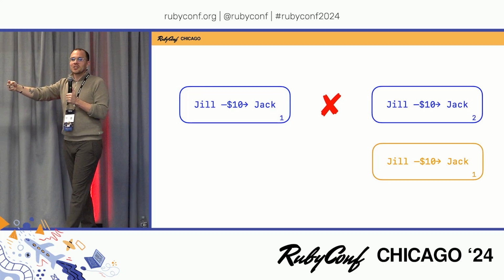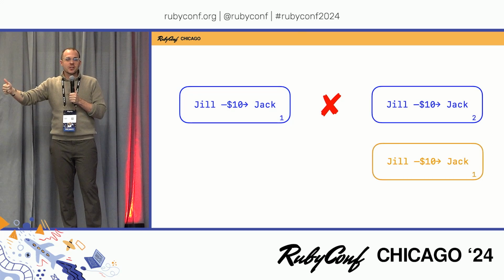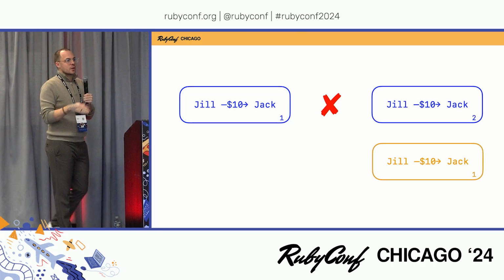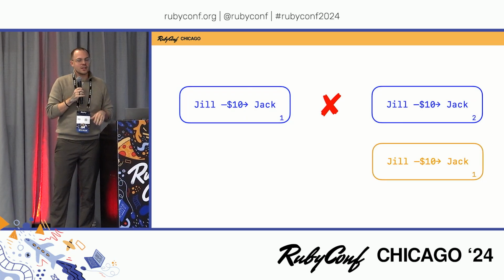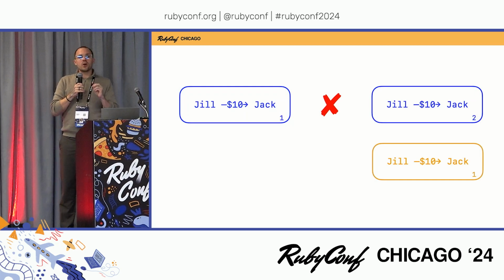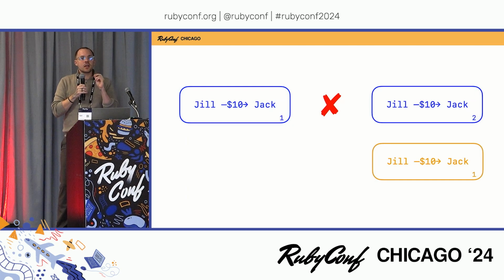The first time Jill sends Jack $10 and we've successfully done that. She tries to do it to him again. We say, oh, we're just going to skip that. This is an unsafe retry. Oops, that's a failure. You have to really understand what defines a unique execution of a thing such that you can differentiate new executions from retries of old executions.